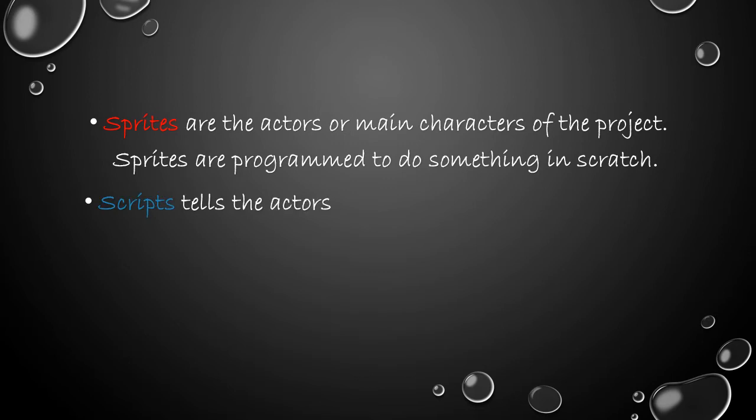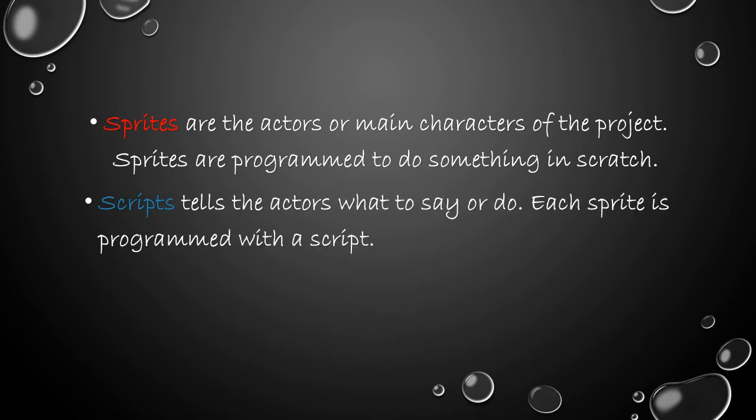Then another point is script. Script tells the actors what to say or do. Each sprite is programmed with a script. Script is that person who tells the actors what they are supposed to do and what they are supposed not to do. So that work is done by script, and each sprite is programmed with a script. Until and unless a script is there, the sprite cannot perform.